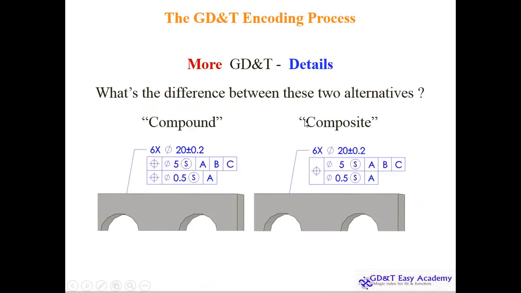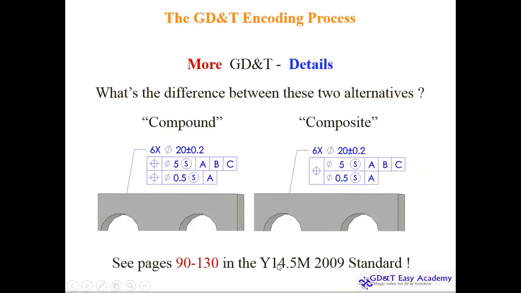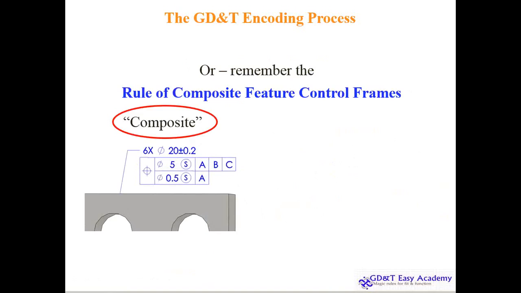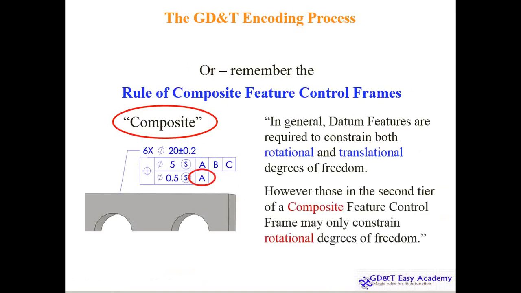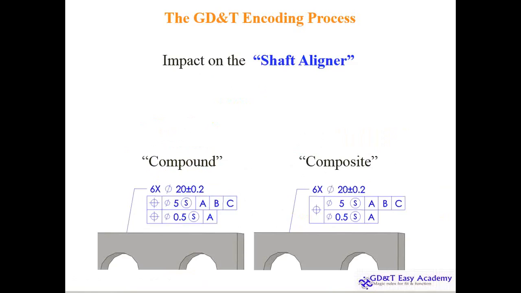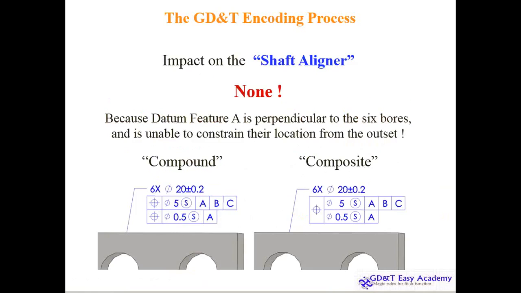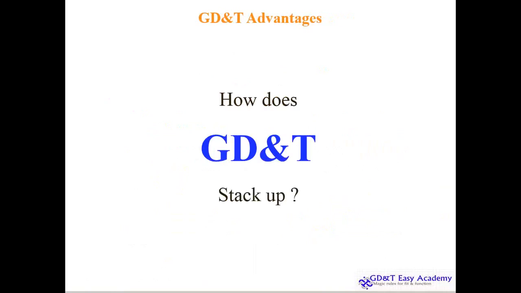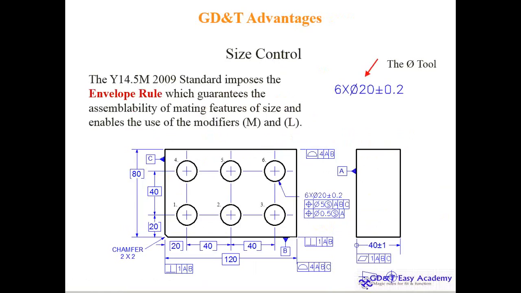For more GD&T detail you can find compounding and composite scenarios. If you refer to the Y14.5 2009 manual or ISO 1101, you will get a detailed explanation about compounding and composing. But in general, compounding and composing cater to the same case. So is there a difference between these? In this particular case, there is no difference, but because of the time limit, I'm not going to discuss this.